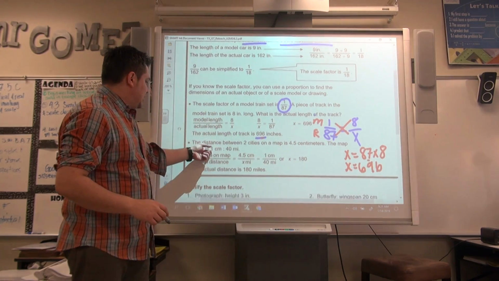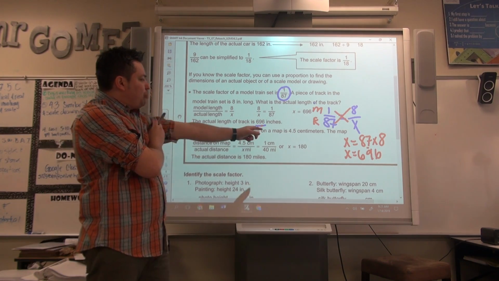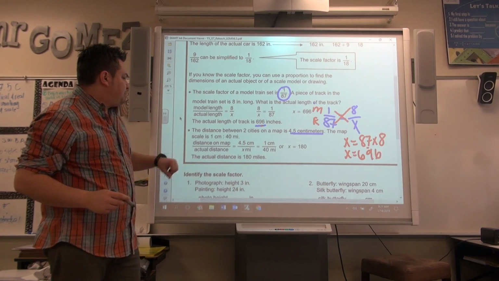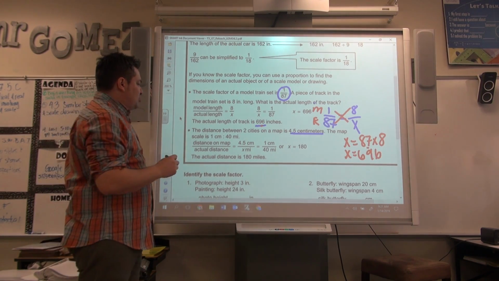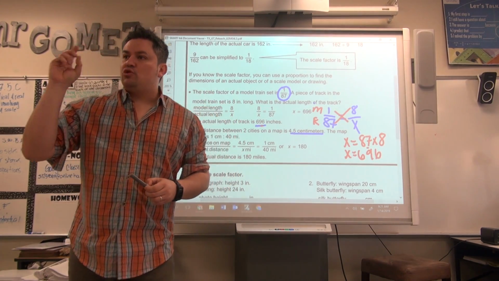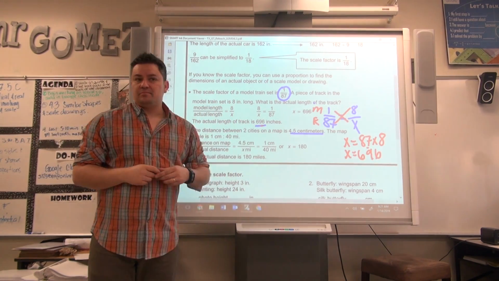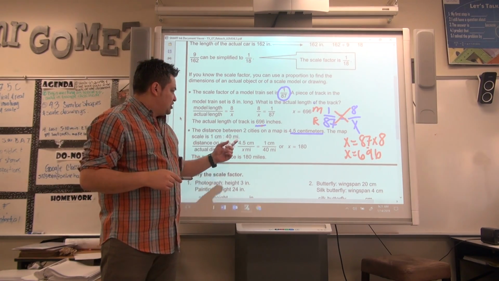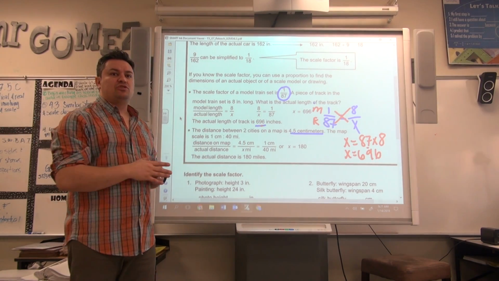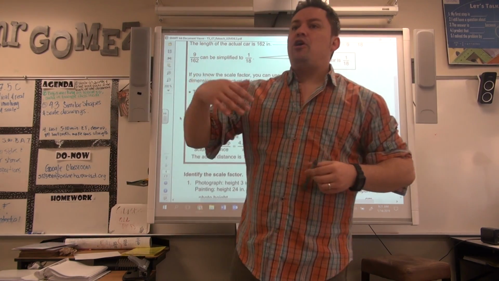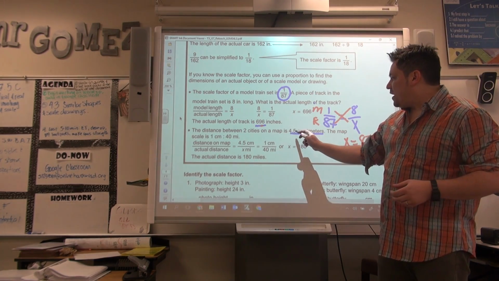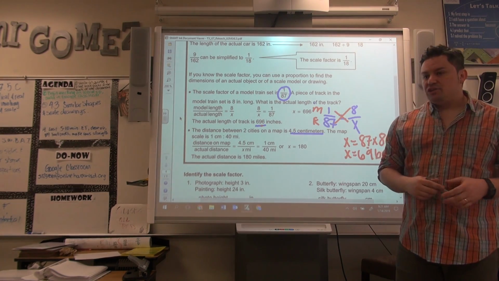So right here it says, the distance between 2 cities on a map is 4.5 centimeters. Now we're using centimeters. The map scale is 1 centimeter equals 40 inches. So what do you think you're gonna have to do? 1 centimeter is 40 inches. The distance is 4.5 centimeters. What do you think you're gonna have to do to find how far apart the cities are? Multiply. What do you multiply? 4.5 times 40. You set up your proportions.